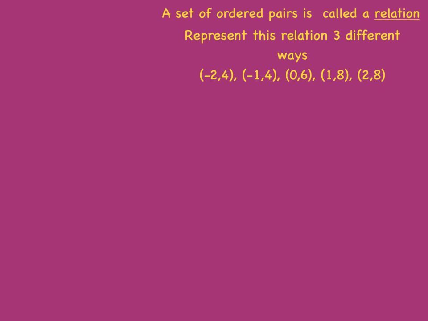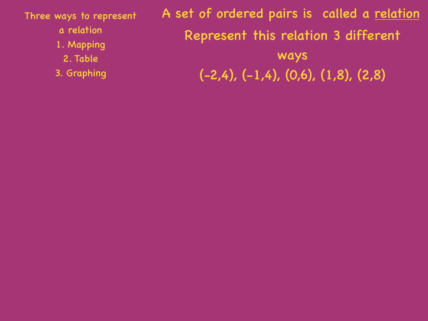All right, moving on, we have another term that we need to know, and that is a relation. And a set of ordered pairs is called a relation. So this right here is a relation. And in your homework, it will say represent this relation in 3 different ways. And the 3 different ways that you're going to represent these are number 1, a mapping, 2, a table, and 3, graphing.